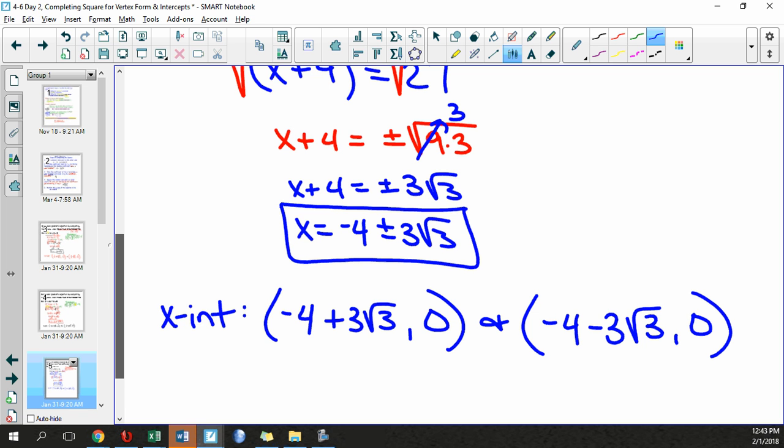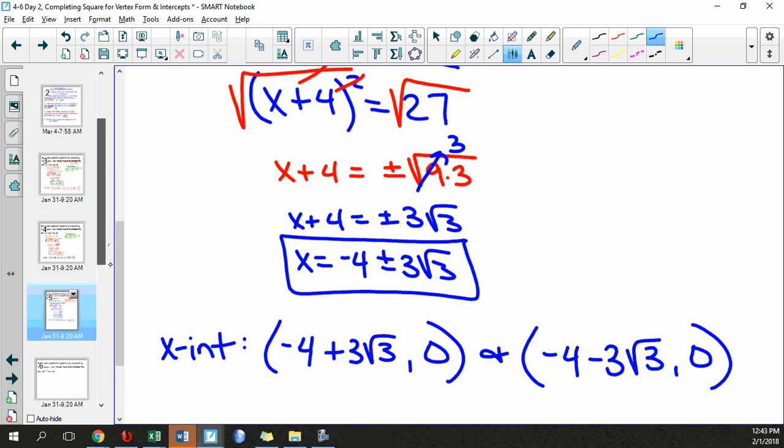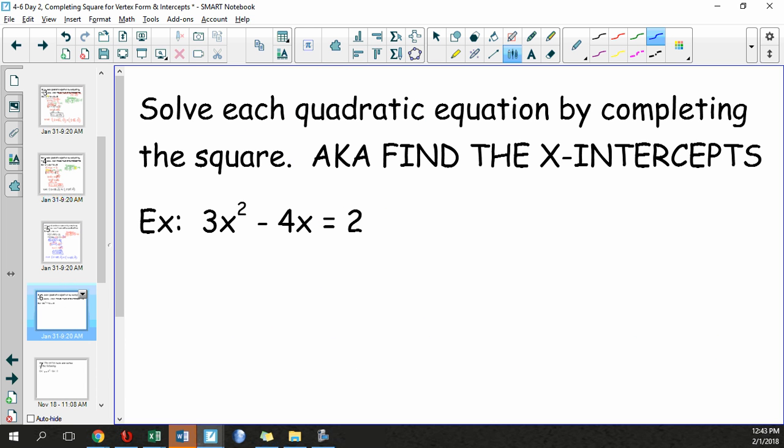Okay, now let's try it with nasty numbers, which are fractions. The process does not change. So this is why everybody has a calculator, yes? Step one, your goal is to find the x-intercept, so what do? Is the constant over on the other side? Step two, check your a value. My a value is 3.